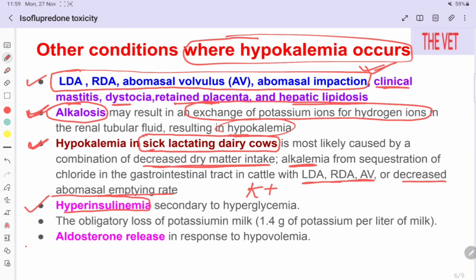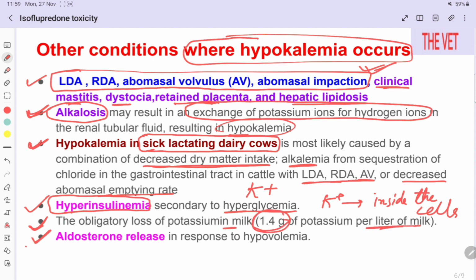Hyperinsulinemia secondary to hyperglycemia. When there is hyperglycemia, when there is more glucose in the blood, it results in more insulin secretion. When insulin is secreted more, it causes potassium to go inside the cells, which results in hypokalemia. Also there is obligatory loss of potassium in the milk. 1.4 gram of potassium is lost per liter of milk. Aldosterone is released in response to hypovolemia. When there is hypovolemia, aldosterone is released, and when aldosterone is released, it causes potassium loss.